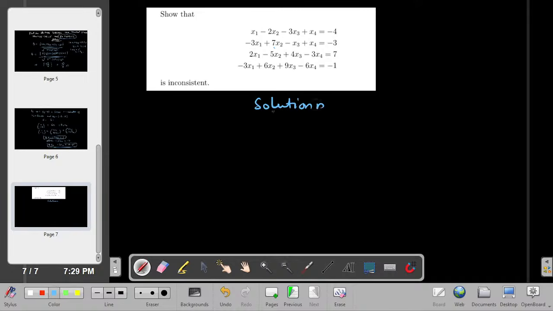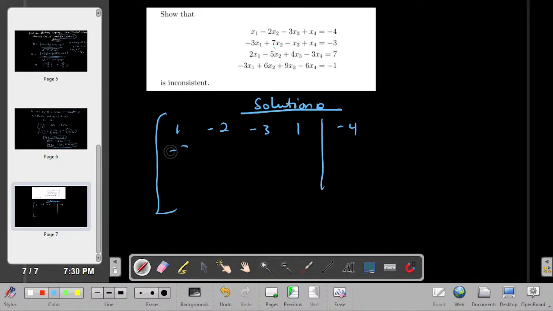How do we show that this system is inconsistent? I'll first write my augmented matrix. That's the first step. So the first row: 1, negative 2, negative 3, 1, negative 4. Second row: negative 3, 7, negative 1, 1, negative 3. Third row: 2, 5, negative 5, 4, negative 3, 7. Then negative 3, 6, 9, negative 6, negative 1, like this.